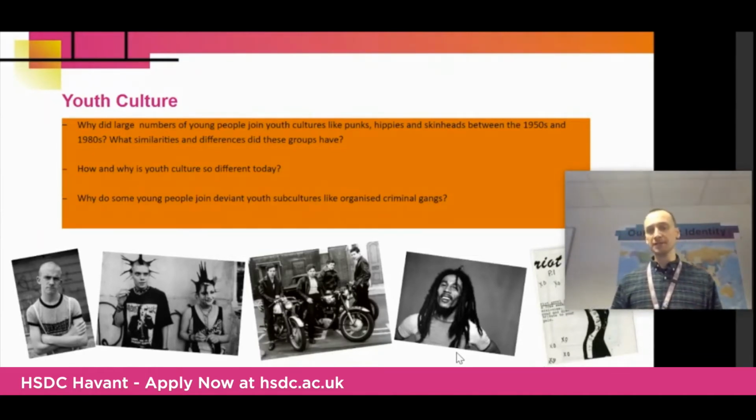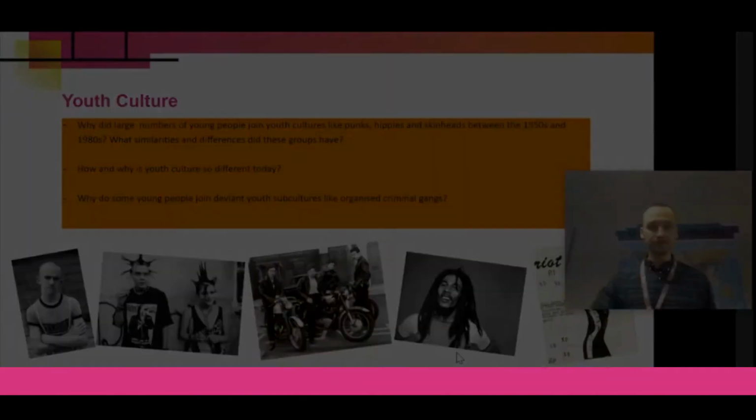We will also explore the reasons for why some young people join subcultures like organised criminal gangs. Finally, we'll use our knowledge of all the different sociological theories like Marxism and feminism to analyse the activities of youth cultures from different perspectives.